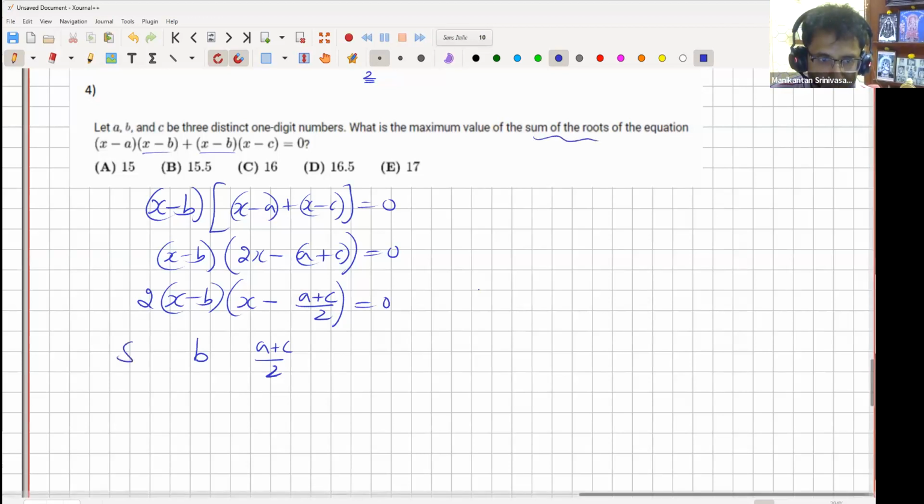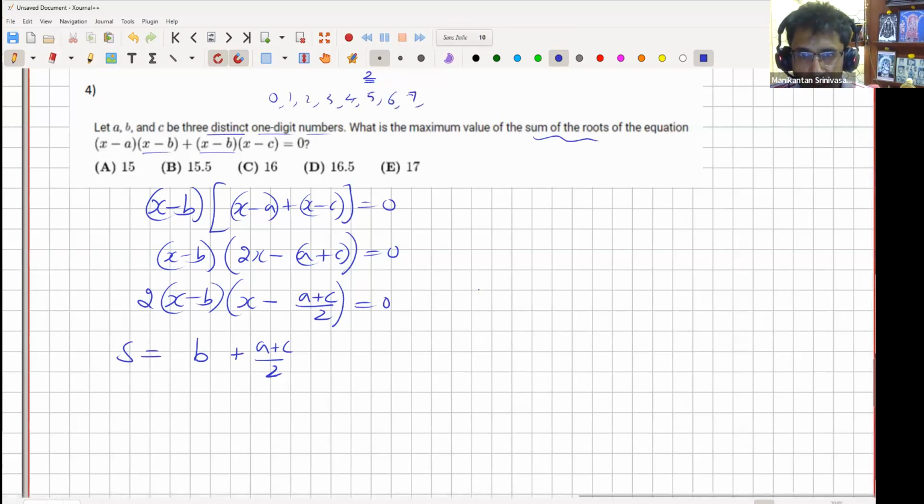Now he's talking about the maximum value for the sum of the roots. So the sum, which is b plus (a plus c) by 2, and each of them are three distinct one-digit numbers. One-digit numbers means I'll include 0 also, but we're looking to maximize, so 0 should not matter. If you want to maximize, then obviously we have to allocate 7, 8, and 9 to A, B, and C. Only then there'll be maximum.